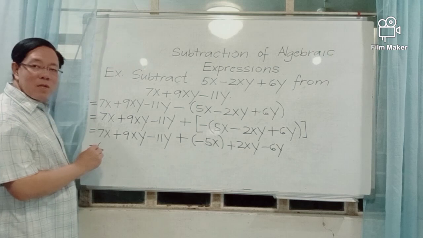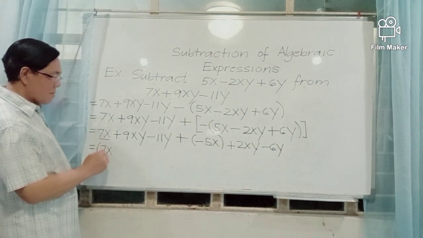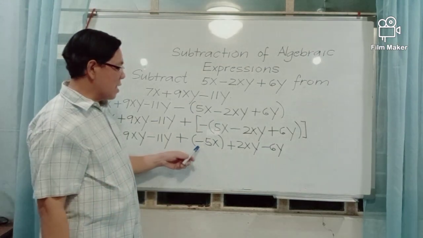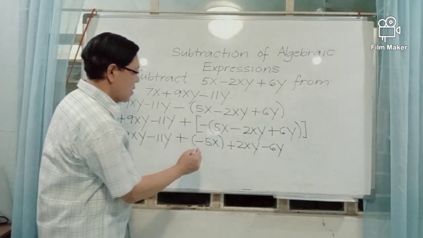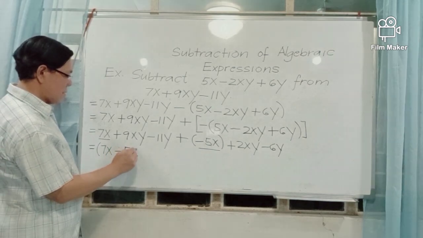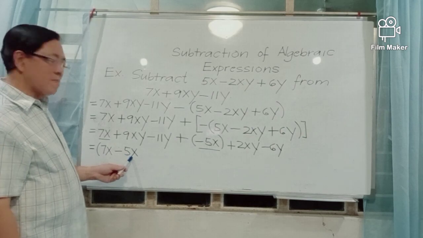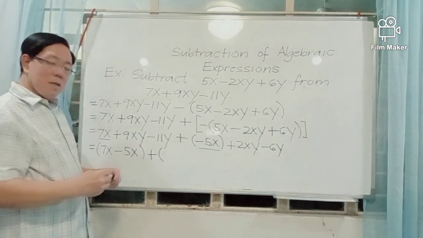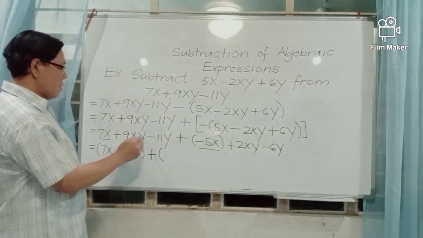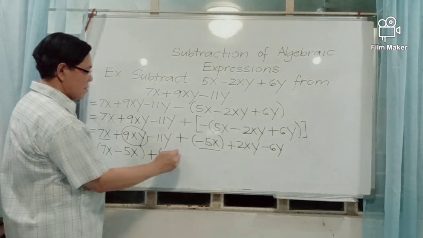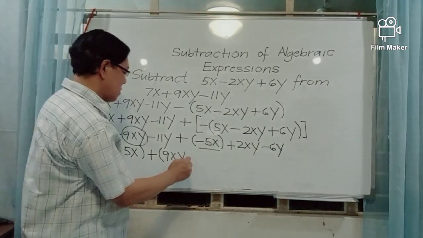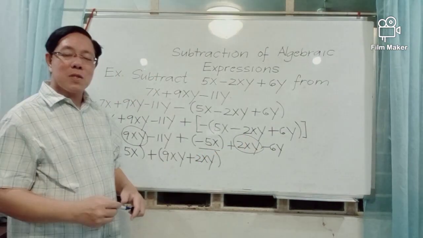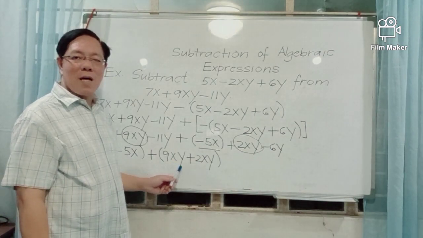We write in the first group the terms with x. We have 7x plus negative 5x, or you can simply write negative because positive times negative is negative, negative 5x. And these are the only similar terms with the same literal coefficient x. Now we collect all the terms with the same literal coefficient xy. We have 9xy plus 2xy. And these are the only terms. There are only two terms with the same literal coefficient xy.